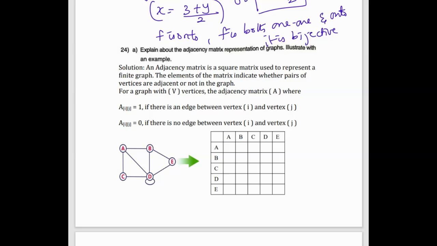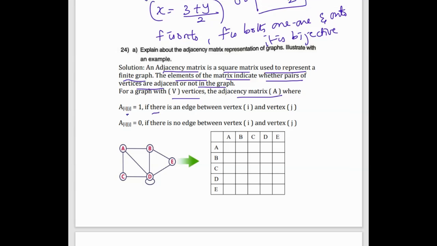Express the adjacency matrix representing the graph. Illustrate an example. So what is an adjacency matrix? It is a square matrix used to represent a finite graph. The elements of the matrix indicate whether the pair of vertices are adjacent or not. So if V is the vertex and in the matrix A, then i, j will be rows and columns.